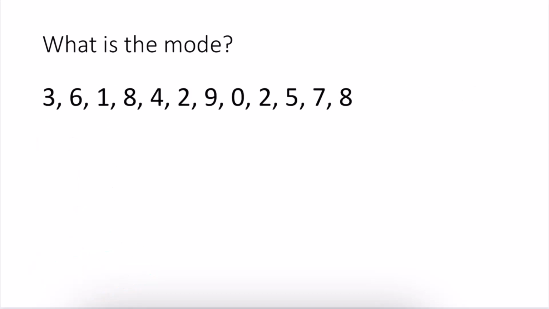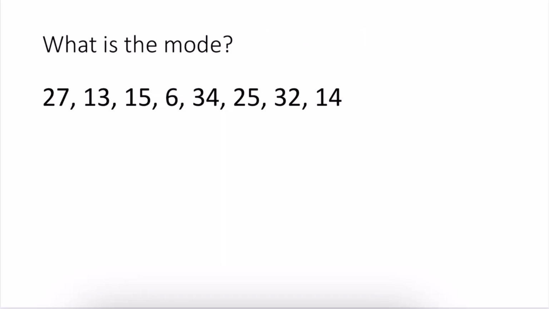And sometimes you may have more than one mode. Like for example, in this data set, the number 8 is repeated twice, and the number 2 is also repeated twice, and all of the other numbers are only repeated once. But the number 2 and the number 8 are both repeated the same amount of times. And so in this case, you would have 2 modes, and the modes would be the number 2 and the number 8.